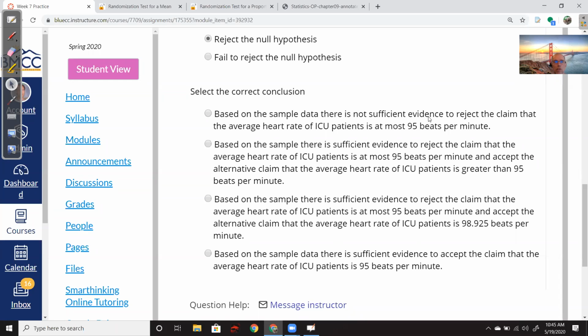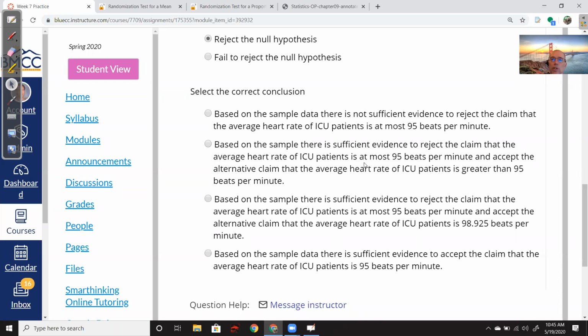Actually, let me get my pointer out here. Oh, it doesn't work on this screen, bummer. That the average heart rate of ICU patients is at most. Yeah, so if our p-value came out too big, like 3% or 4%, then this is what we would have to select there. All right, so let's see about this one.